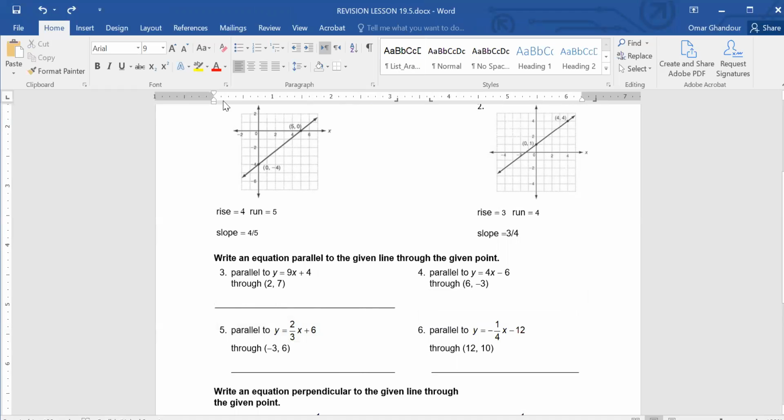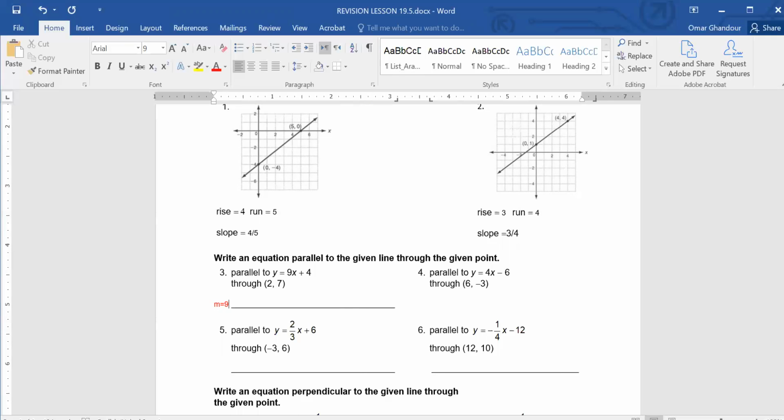Okay, anyway, let me make the solution in red. Since it is parallel to this line, I know that my slope is going to be the same slope as this line. And where is the slope in this line? We know that y is equal to mx plus b, so this is my slope. So m is equal to 9.